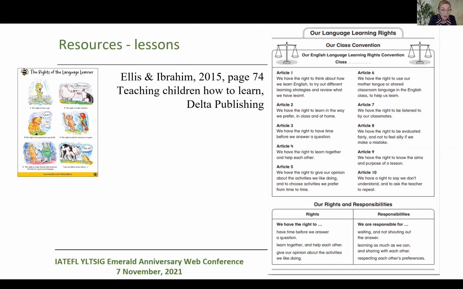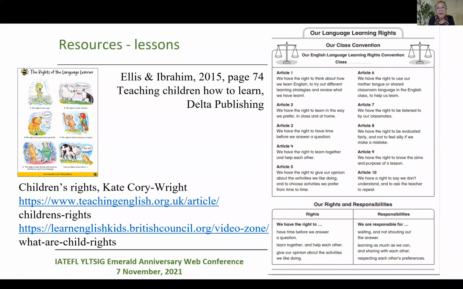Another lesson that I would like to bring your attention to is entitled Children's Rights. It's by Kate Corey Wright, and you can download the lesson plan and the worksheets from the British Council's Teaching English website, and it's aimed at upper primary children. But I think you could also use it with lower secondary. It's designed to align with the International Day of the Child, which is on the 20th of November, so coming up soon. So this is very timely.